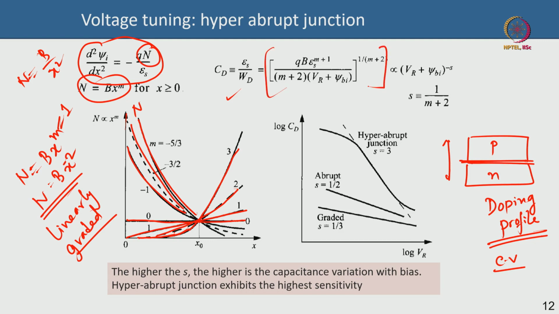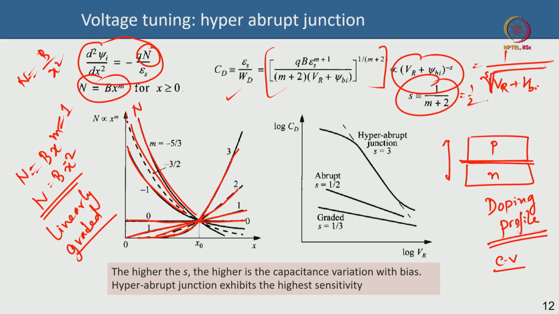as a function of m, and you can simplify that as 1 by the square root, to the power minus 1 by s of Vr plus the built-in voltage, where s is equal to 1 by m plus 2. For instance, in an abrupt junction m equal to 0, so s equal to half. In a linearly graded junction m equal to 1, so s will be equal to 1 by 3.